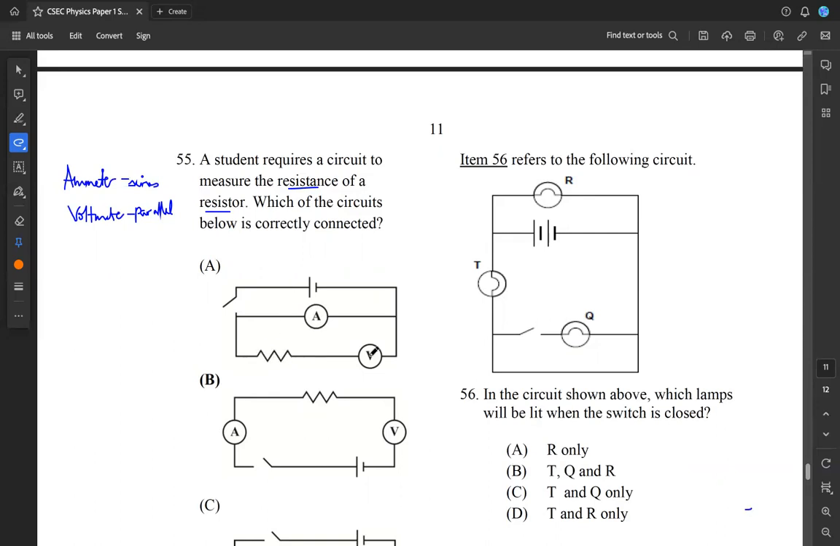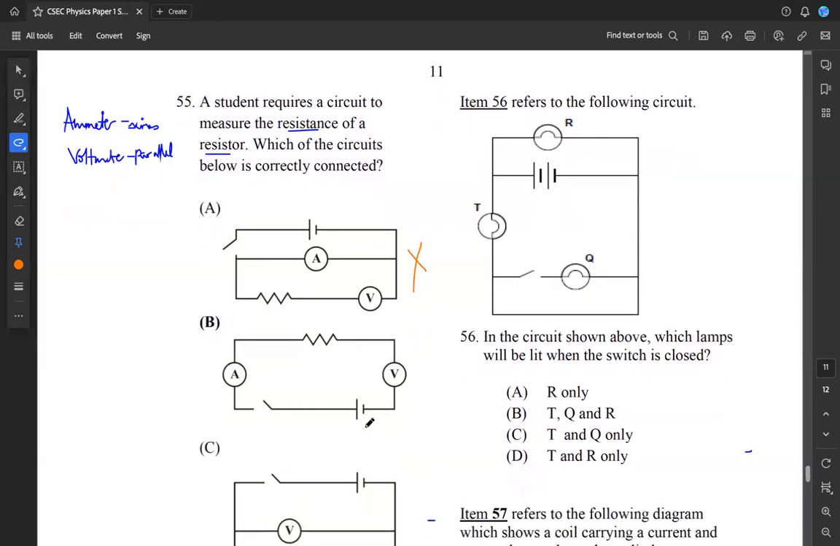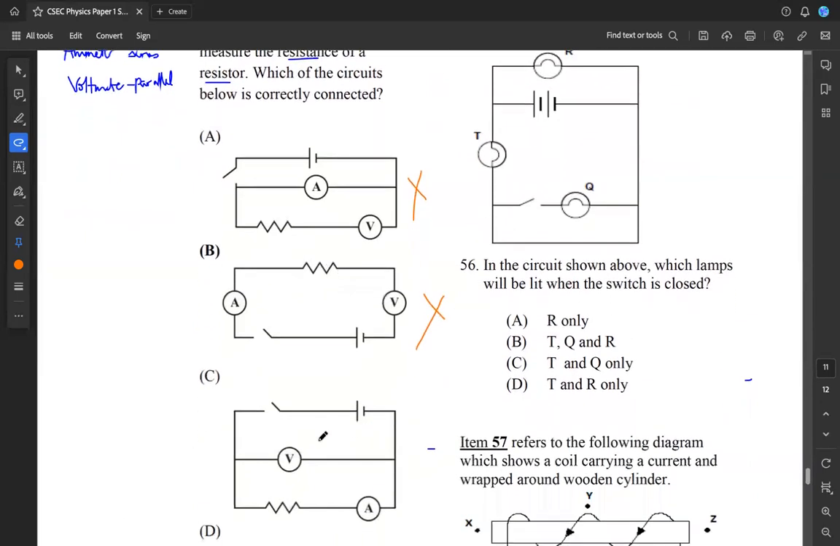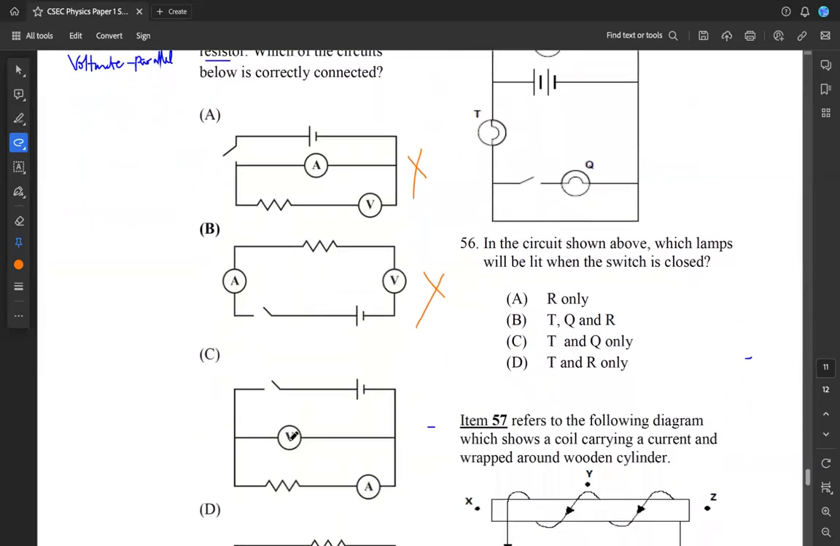In this case, we see that the voltmeter is in series with it. That's not what we want. And in this case, we again have the voltmeter in series with the resistor. Again, that's not what we want. In this case, we have the voltmeter in parallel with the resistor, and the ammeter in series with the resistor. So this is exactly what we want. Our answer is C here.